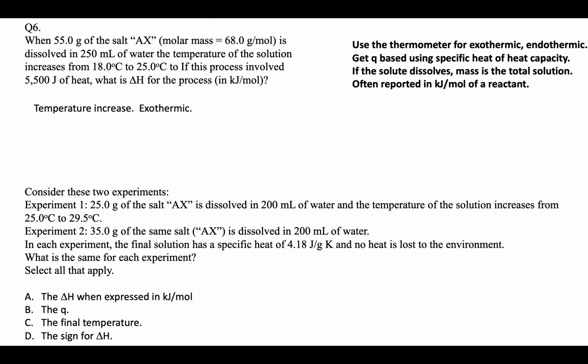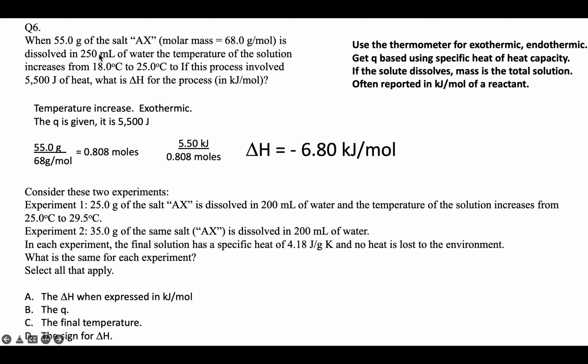So if I look within the first one right here, I see that the temperature goes up, so it's going to be exothermic. Get a Q value. Well, in this case, it told me what the Q value was. It involved 5,500 joules of heat. So the Q value is given. It's asking, though, to report an enthalpy change in kilojoules per mole. So I had 55 grams of a salt that has a molar mass of 68 grams per mole, so I figured out how many moles I had of that.